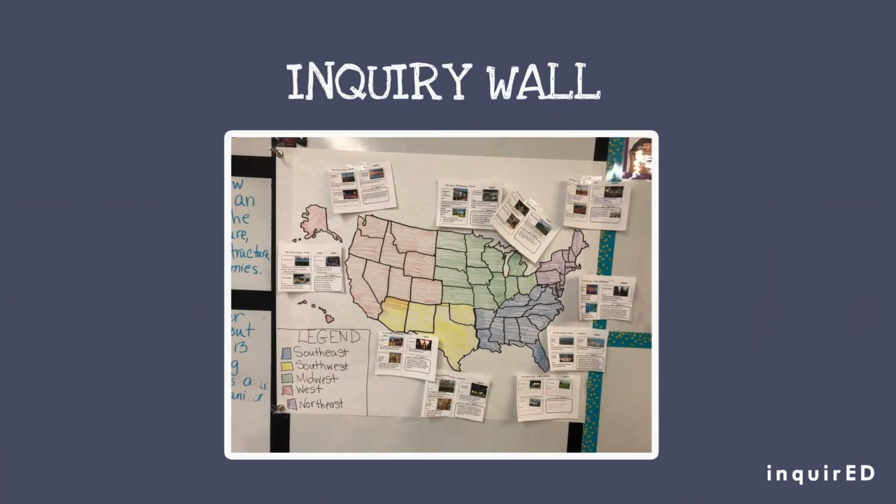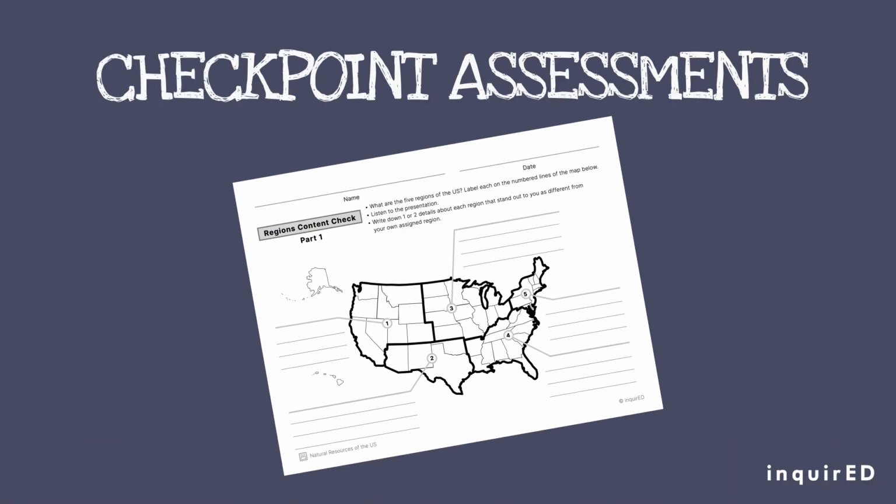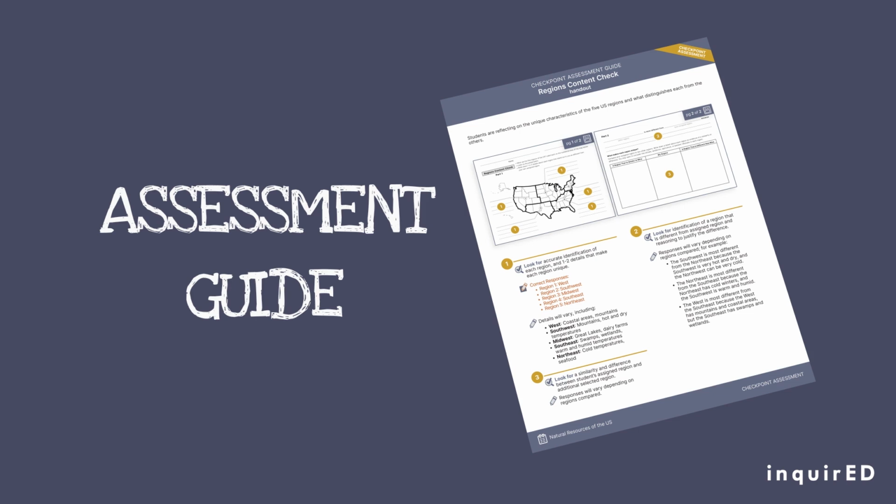Over the course of these modules, you and your students will construct an inquiry-long display, the Natural Resources Inquiry Wall, a visual representation of the 5 regions of the U.S. This display acts as a living document that you'll add to and modify throughout the inquiry. It will serve as a tool to help students recall learning and draw connections to the inquiry question. Throughout these investigation modules, you'll also check for understanding using checkpoint assessments, which come near the end of a module. Remember, if you need support with the checkpoint assessment, you can always use the assessment guide linked in the lesson.